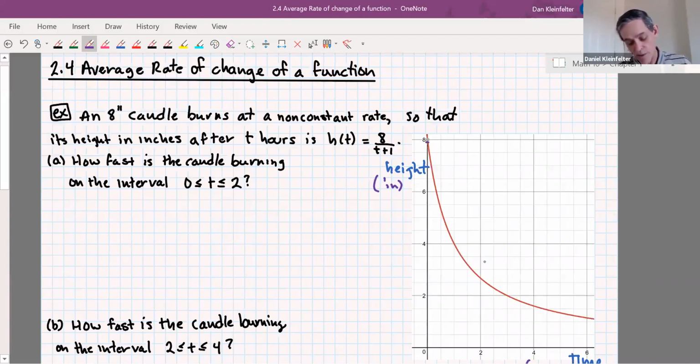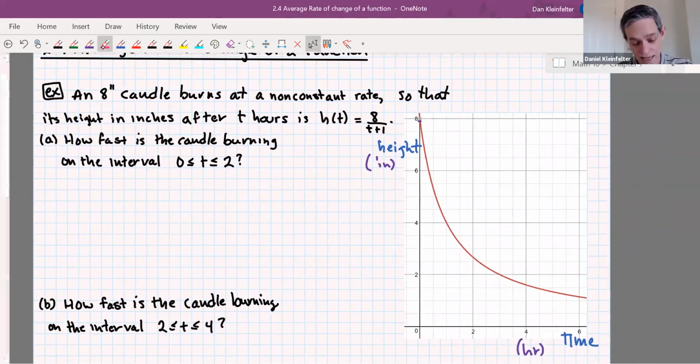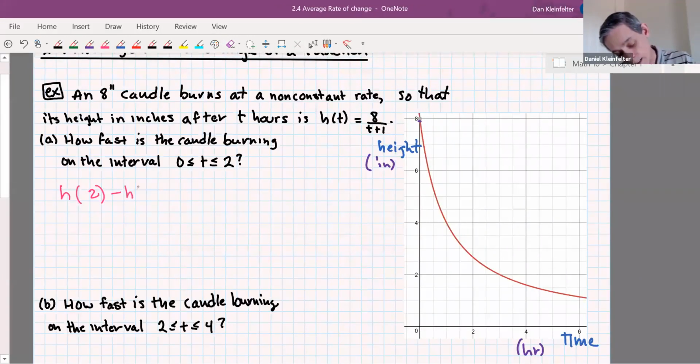So I used the computer to produce this little graph. It's pretty clearly not a linear function. Horizontal axis time, vertical axis height in inches. We want to know how fast the candle is burning on the interval from 0 to 2. So let's do that. So from the interval 0 to 2, that means we want h of 2 minus h of 0 divided by 2 minus 0.